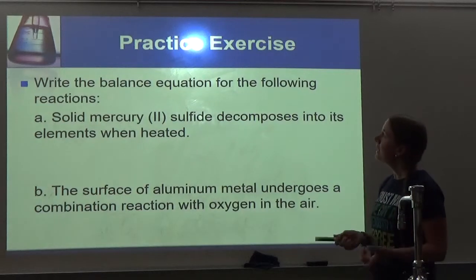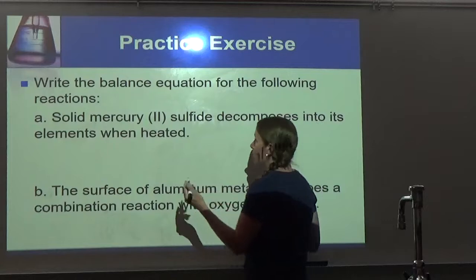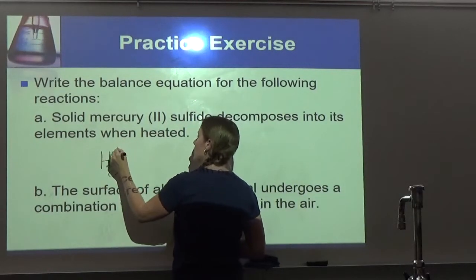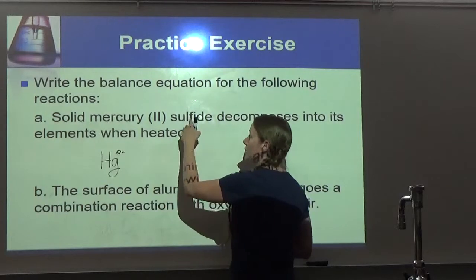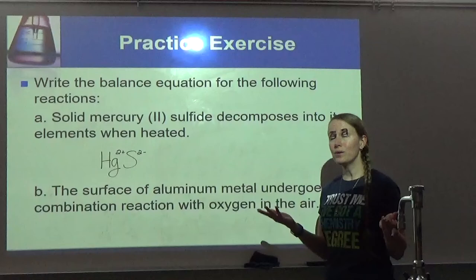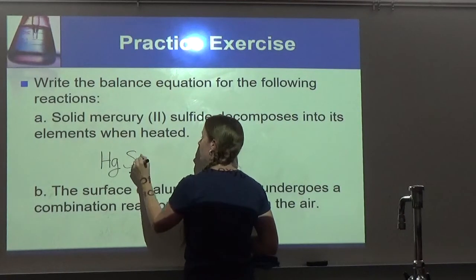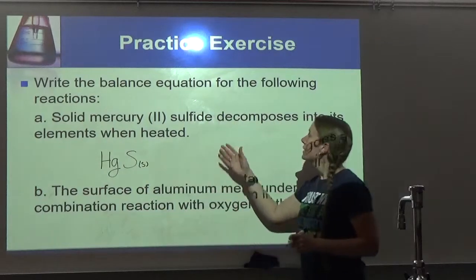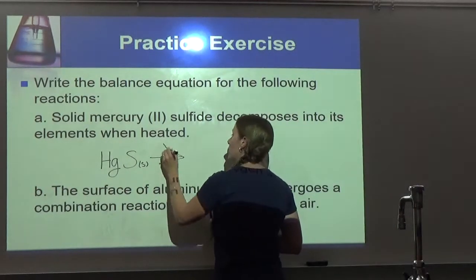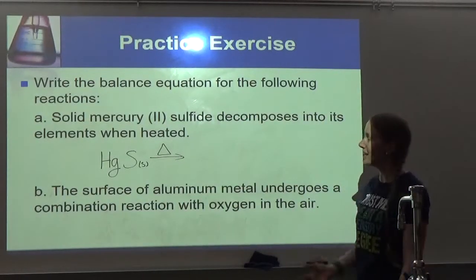So it says, write the balanced equation for the following reaction. So we have solid mercury(II) sulfide. So mercury is Hg, the Roman numeral means the charge, 2 positive charge. Sulfide is just sulfur with a negative 2 charge. So I don't need to do anything to balance my charges. So it's just HgS, and it is a solid. So it says it decomposes into its elements when heated. So I read the question this time, all the way through, so I know I need heat as my catalyst.